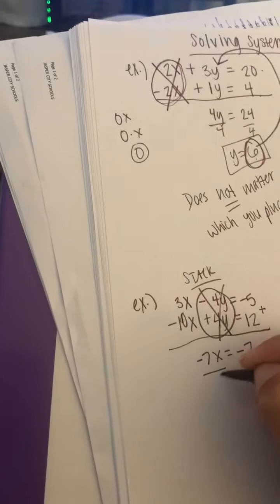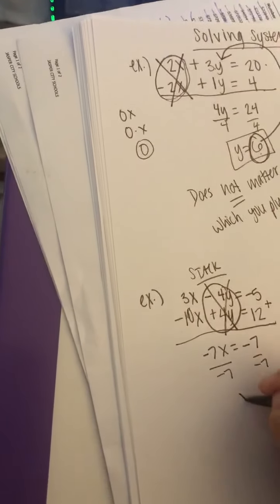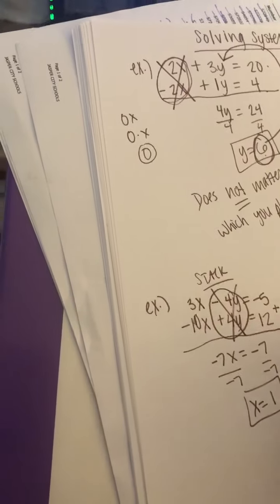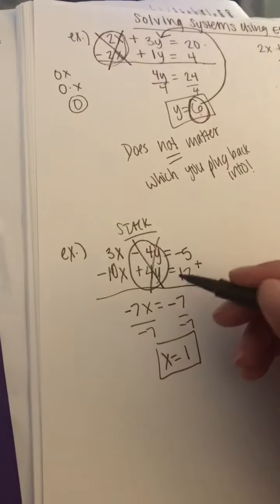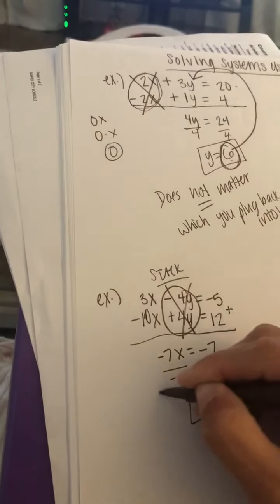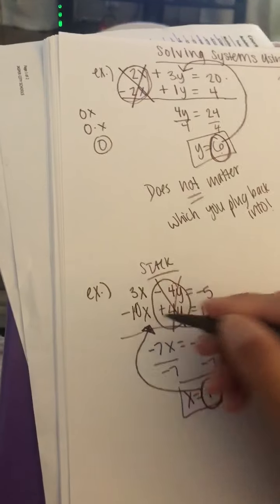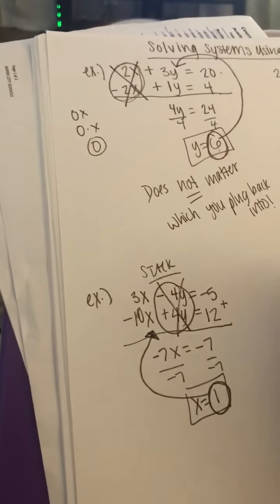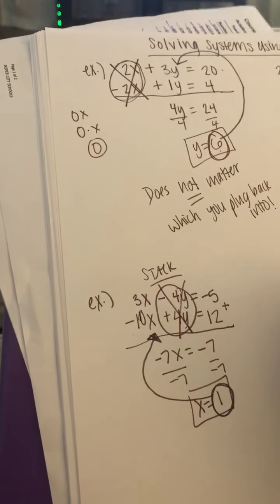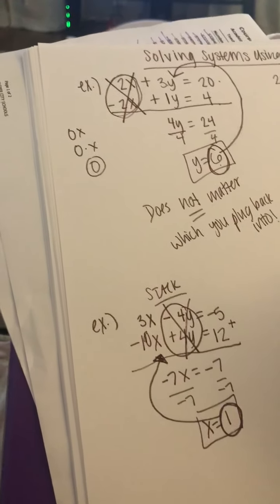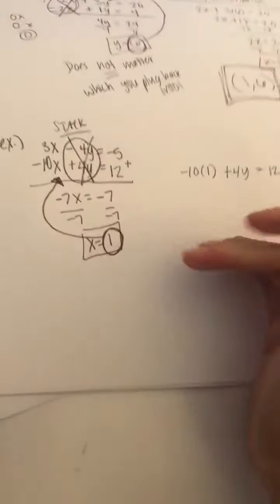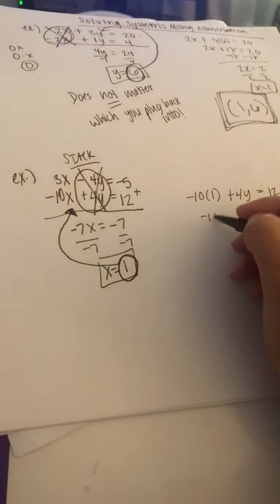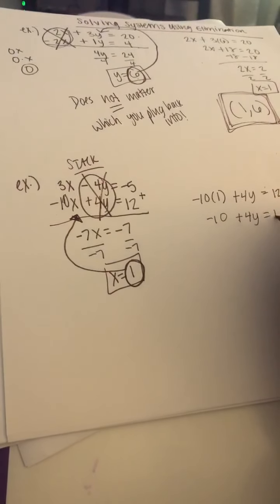Well, I'm almost finished. I need to divide both sides by negative 7 to solve for x, and I get x equals 1. Okay, I have x. What do I still need? I need y. Okay, so this time I'm going to take this and I'm going to plug it into the bottom just to show you that it will work. I do think it's easier going in the top 99% of the time, but you can do the bottom. And so I have negative 10 times 1 because I've replaced that x with 1 plus 4y equals 12. And so we have negative 10 plus 4y equals 12.